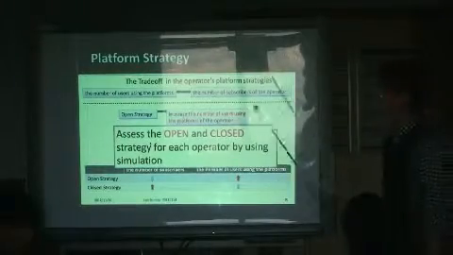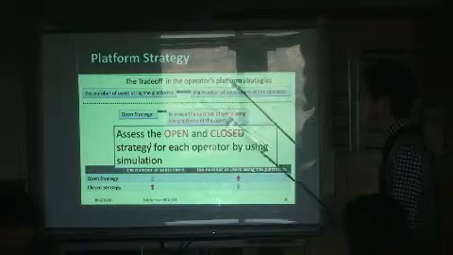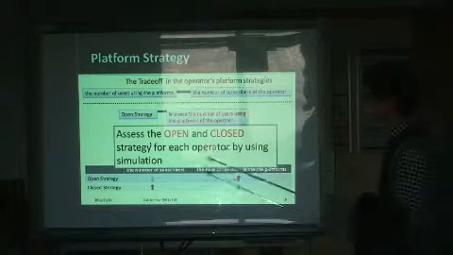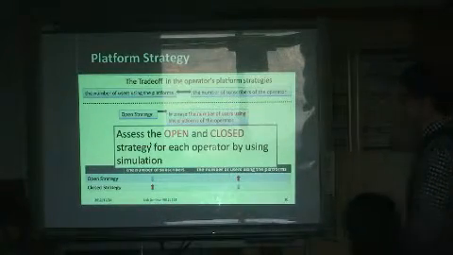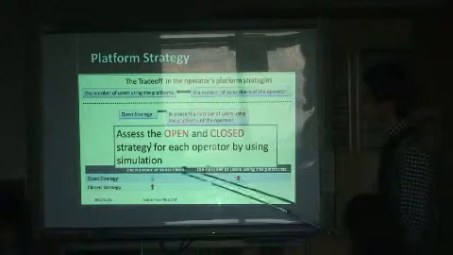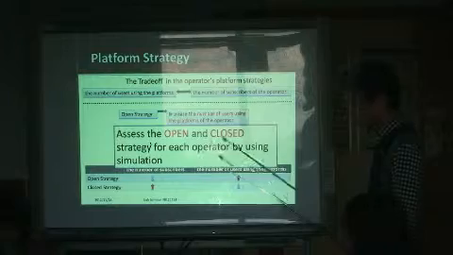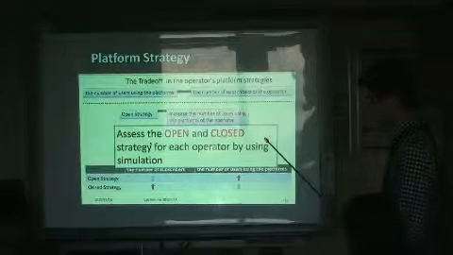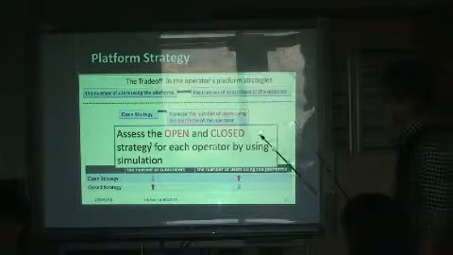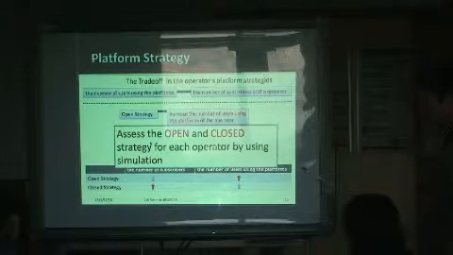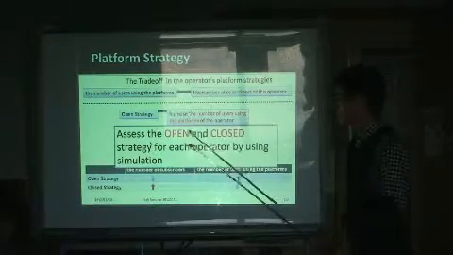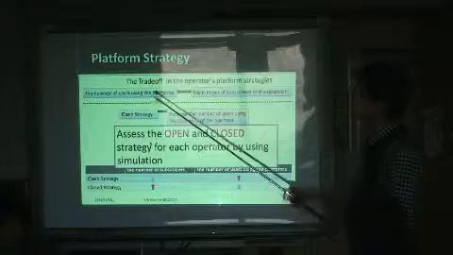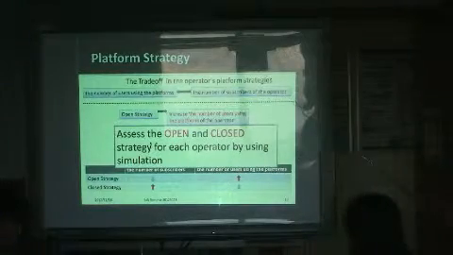And about the effects of the strategy, generally there is a trade-off in the operator's platform strategies. As shown in this table, the open strategy will lead to a large number of users using the platform, while they will have a few subscribers. And the closed strategy will increase the number of subscribers, and at the same time, result in a rather small number of users using the platform. So here is the trade-off for the managers: increasing the number of the users or increasing the number of the subscribers.